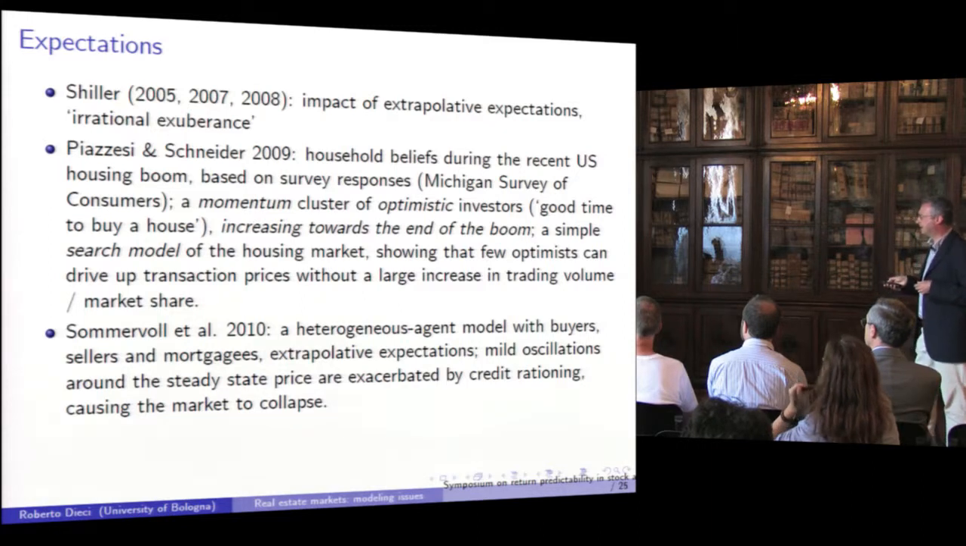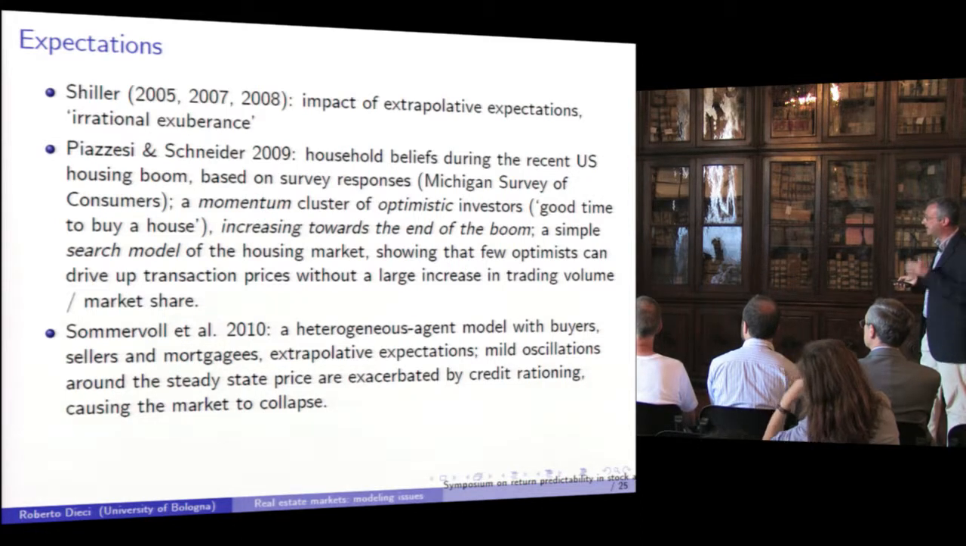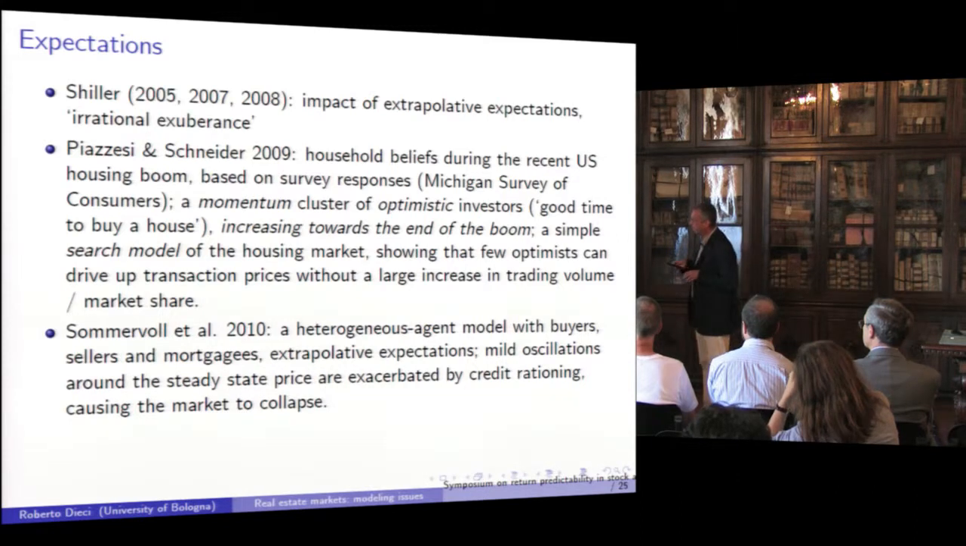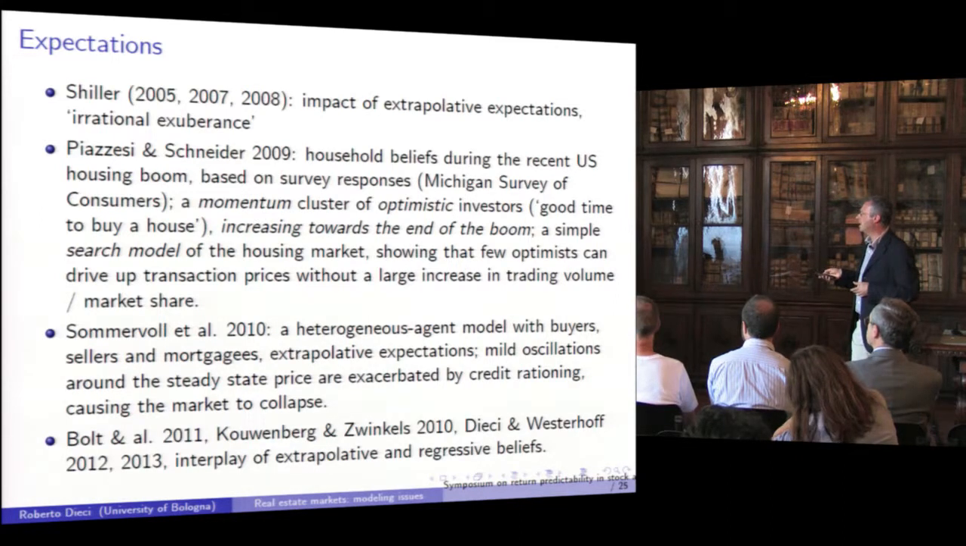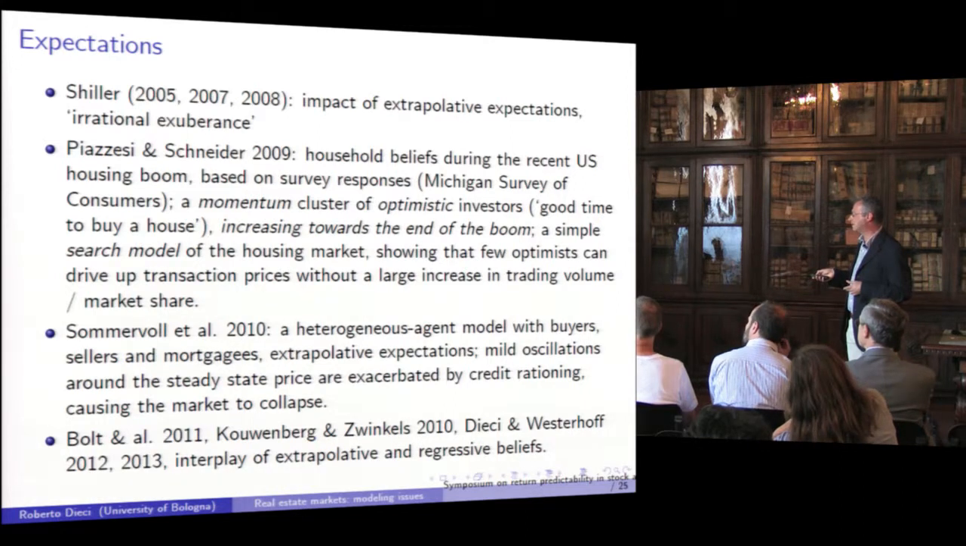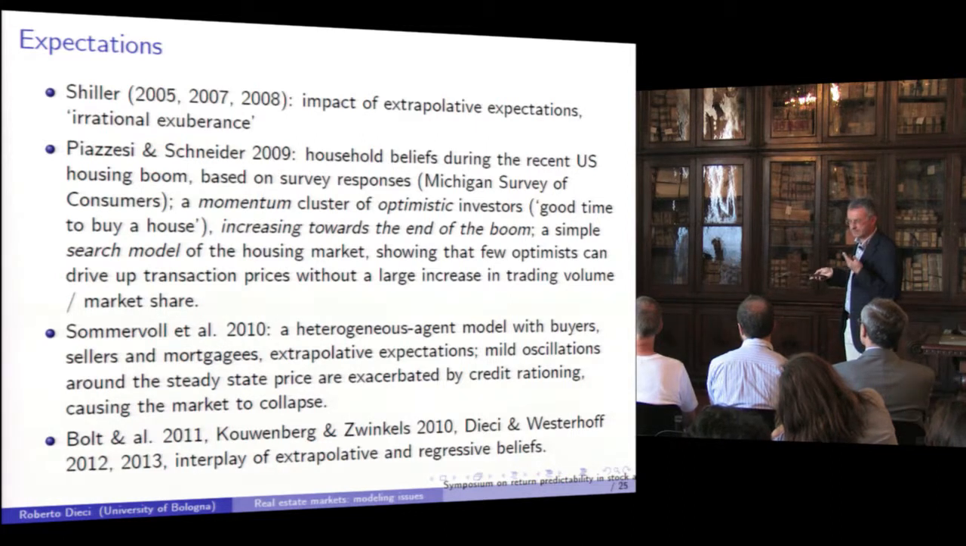Recent work by Sommervoll and others builds a heterogeneous agent model with buyers, sellers, and mortgagees. They use extrapolative expectations, and they basically study the effect of credit rationing in this setup. They find that without credit rationing, extrapolative expectations create mild oscillations around the steady state price, but with credit rationing, this phenomenon can be exacerbated and can cause the market to collapse. So basically, they study an exogenous shock on the credit market in the case of no rational expectations on the welfare of the economy. Then there is other work which is more oriented to heterogeneous agent-based models in housing markets. Basically, this work studies the interplay between extrapolative beliefs and regressive beliefs, let's say fundamentalists and extrapolators.